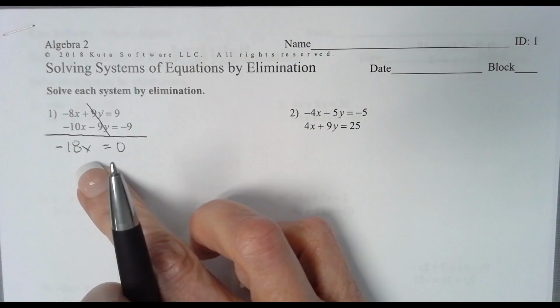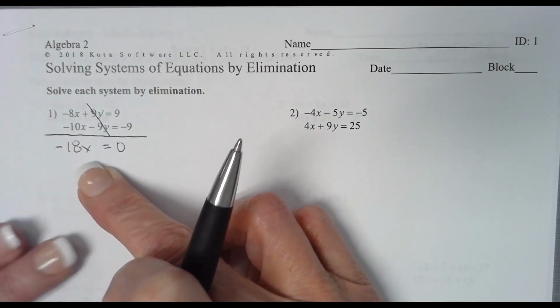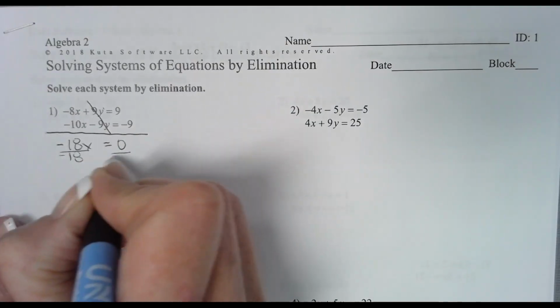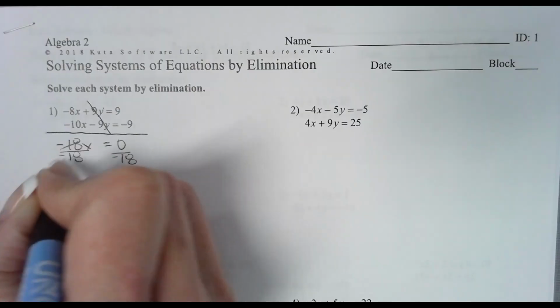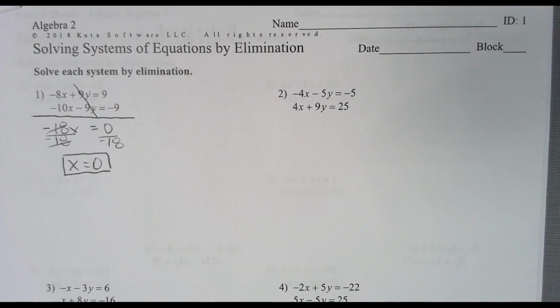Y'all, I got a two-step equation. Are y'all keeping up with me? What do I do to solve? It's not a two-step, it's a one-step. I got one more step to go. What do I do? Divide by negative 18. And I get x equals 0 divided by negative 18. Okay. Y'all.